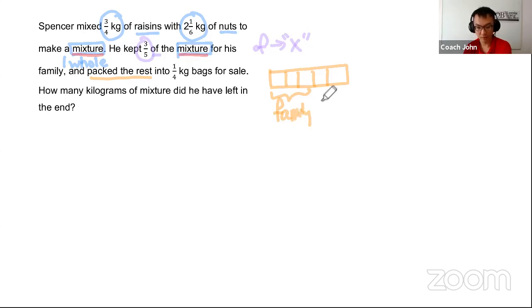And then these are all packed. They are packed. Pack into multiples of 1/4 kg. Okay, so right now, understand the question first.